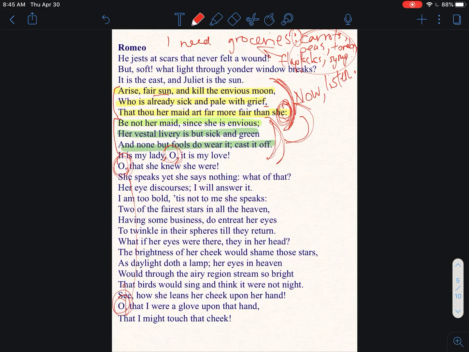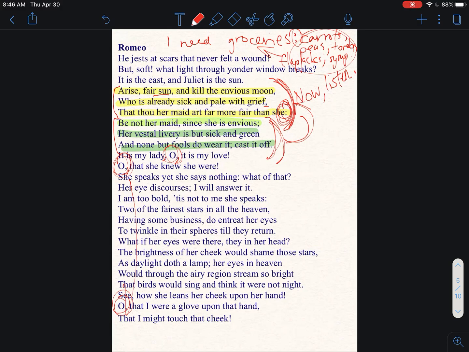He could be sad. It is my lady. Oh, it is my love. And he's sad because she'll never know. Oh, he says that right here: oh, that she knew she were. That second O becomes way worse. And then the last one, he's sad: oh, that I were a glove upon that hand. He so desires to be with Juliet, but he can't be with her. So the O is a wild card of emotion. You can be happy, sad, angry, whatever it is, but it needs to make sense, and you need to be able to justify it.